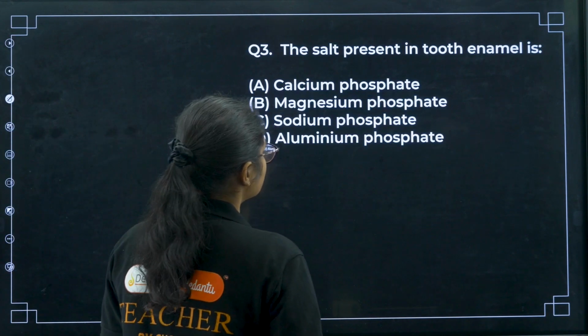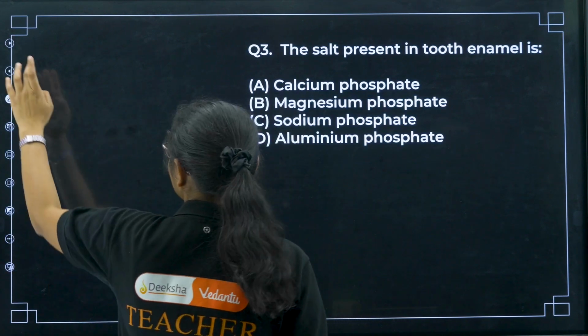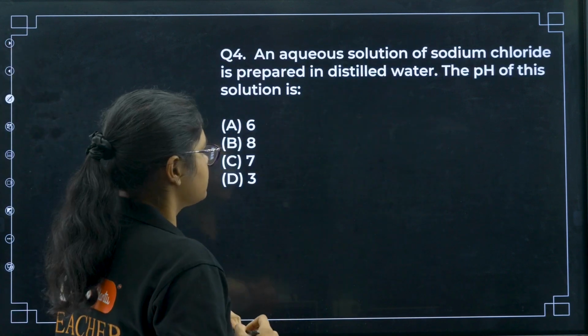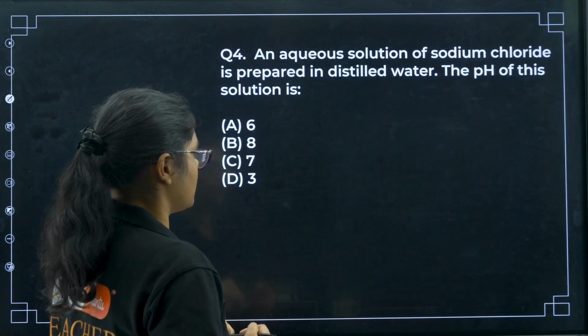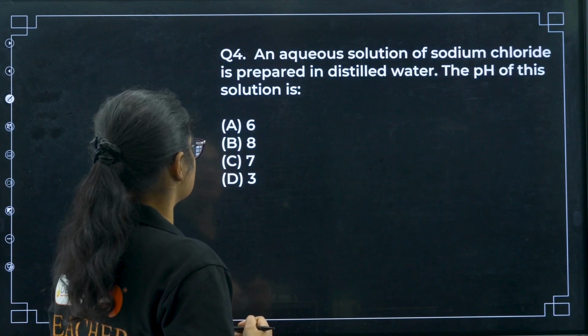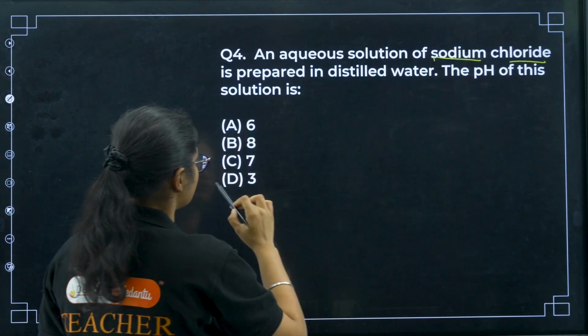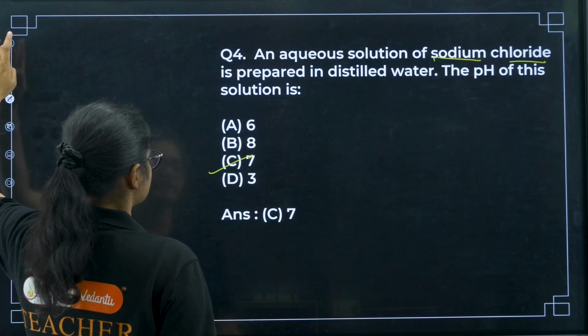Salt present in tooth enamel. It is a calcium salt, so that is calcium phosphate. An aqueous solution of sodium chloride is prepared in distilled water. The pH of this solution is, because it is a salt of strong acid and strong base, a neutral solution, so pH will be 7.